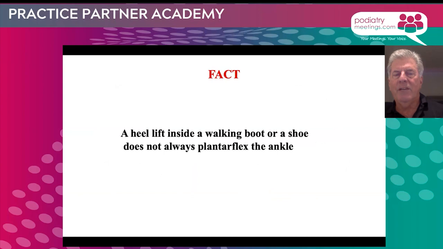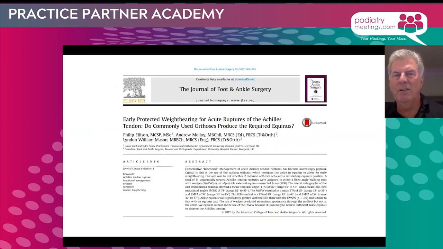But what's interesting is we've just recently discovered that placing these heel lifts inside a walking boot or a shoe do not always plantar flex the ankle to reduce strain on the injured Achilles tendon. This was an important study that was published in 2017 by Ellison and his group in England. And it really opened a lot of eyes of surgeons and other clinicians treating Achilles tendon ruptures.